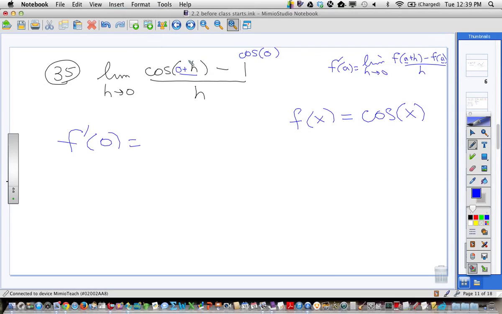Now, it would have been easier if they would have wrote it that way. If they would have wrote this cosine 0 plus h minus cosine 0 all over h, then it would have looked a lot more like this. But they went ahead and simplified it a little bit, and so then it didn't look like it as much, so we kind of had to deconstruct that a little bit. Okay? All right.